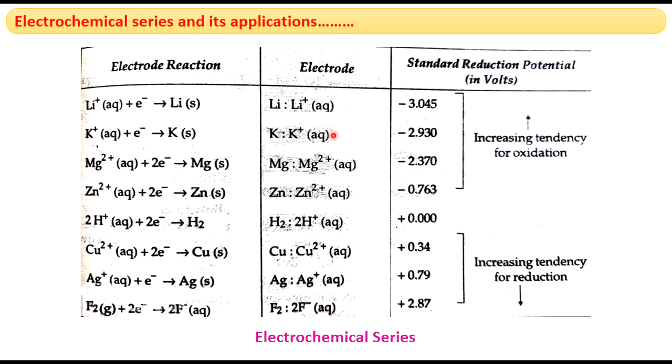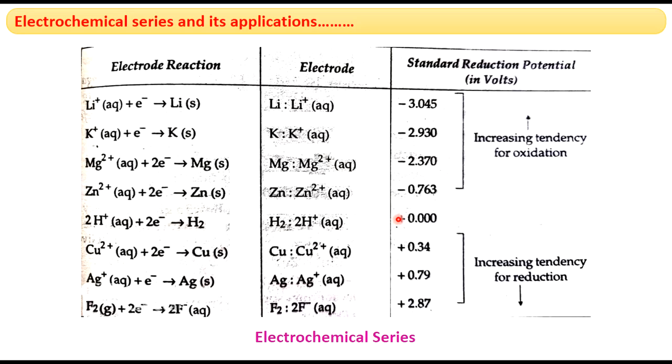So this is the electrochemical series, and for various electrodes, their SRP values are determined by combining potentiometrically with the standard hydrogen electrode, maintaining standard conditions. So for the standard hydrogen electrode, the SRP value is taken as 0, and for the remaining electrodes, the SRP values are determined.